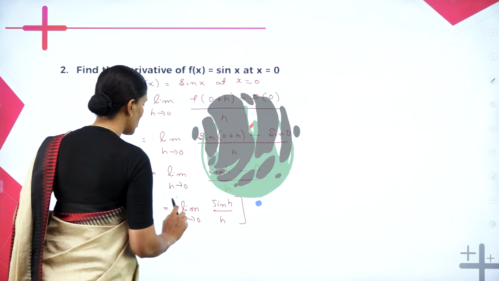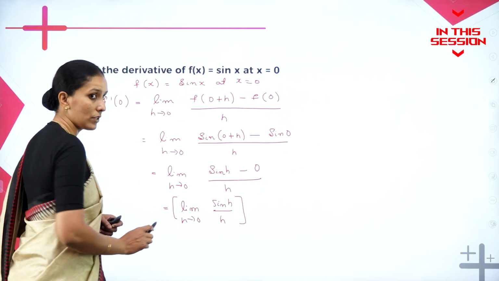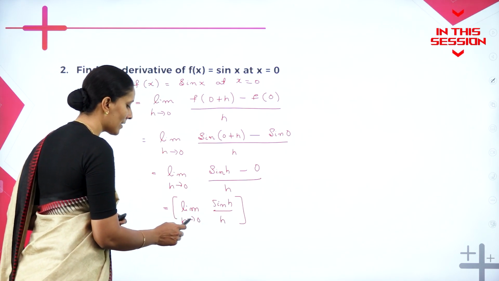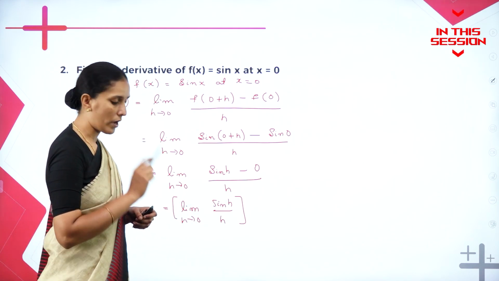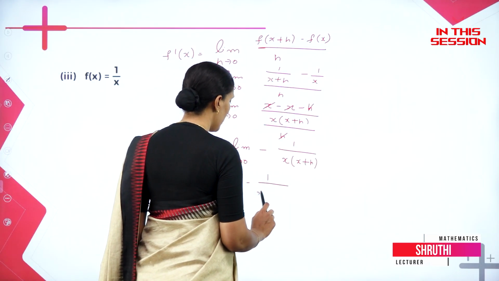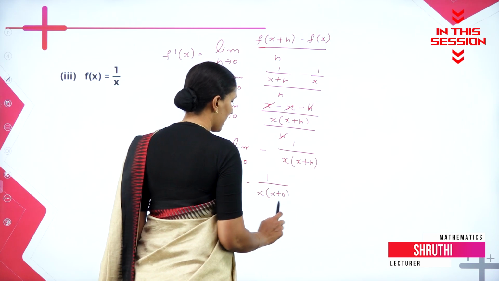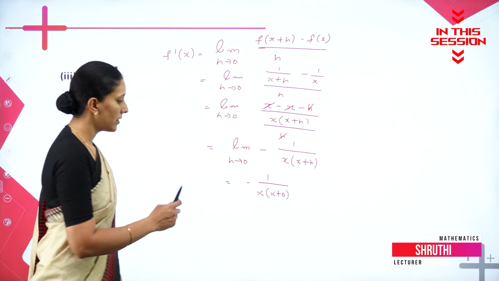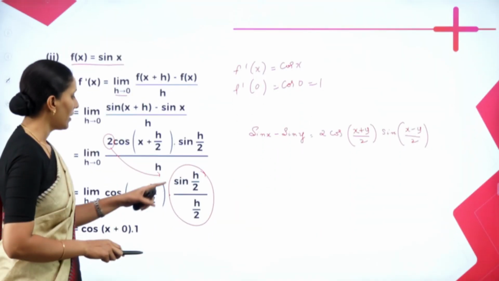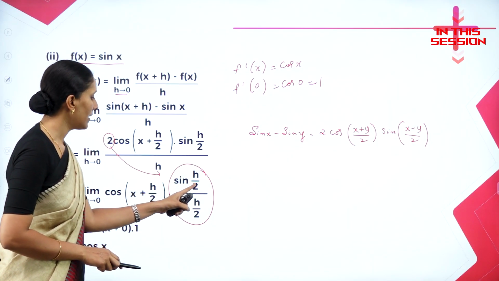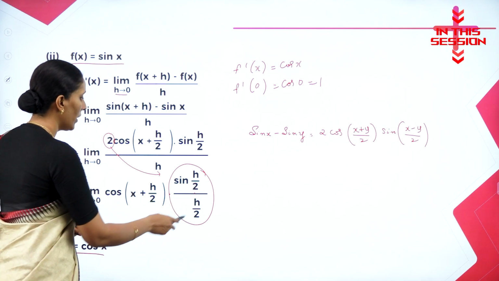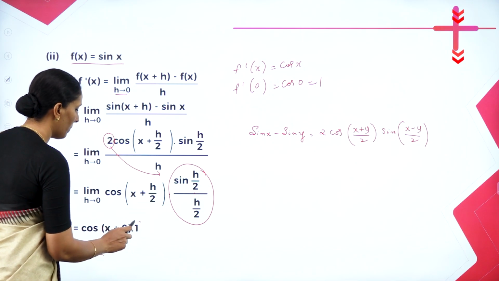So in our previous session, we have learned the standard derivative of this form, that is limit sin x by x as x close to 0, value is 1. Now put the value as h tends to 0, we get minus 1 by x into x plus 0. X plus 0 is x into x becomes x square, so therefore minus 1 by x square. Now here, since we have sin h by 2 by h by 2 as h tends to 0, this entire function value will become 1.